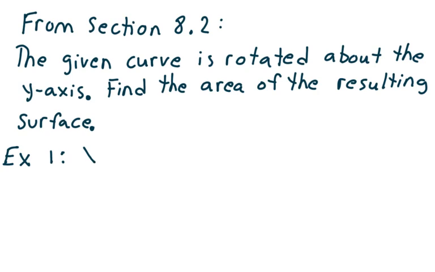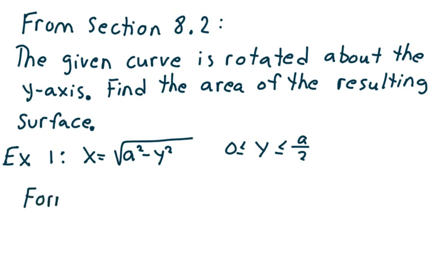Suppose we have x equals the square root of a squared minus y squared, and y is between 0 and a over 2. So here's the formula we need. Now, in this case, we're rotating the curve about the y-axis. And so S for surface area is going to be the integral of 2 pi x ds this time.